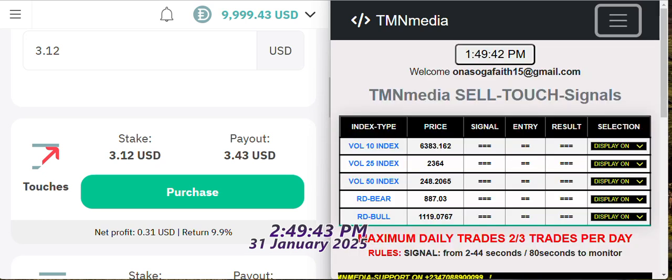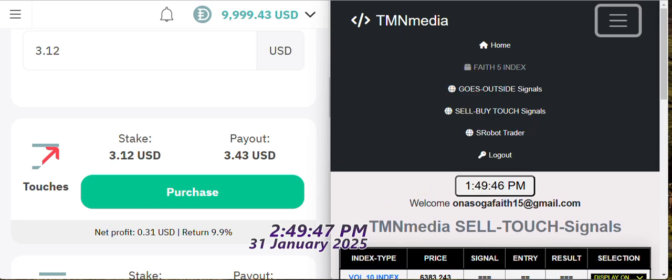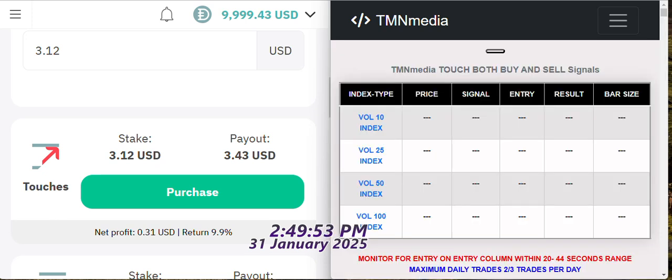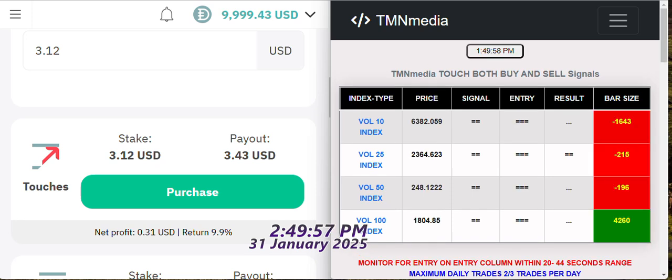Okay, that's this first one I'm showing you. Now there is another one that has sell and buy. It means it has two directions. If the signal here is showing you buy, it means it's going to be positive. If the signal is showing green, you are going to use plus barrier. If it's showing red, you are going to use minus barrier.